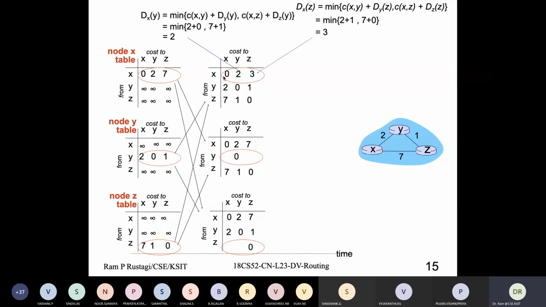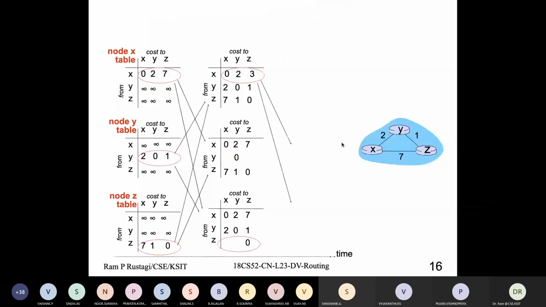Now I know that this distance vector previously was 0 2 7. Now it has become 0 2 3. Has my distance vector changed? Yes, because it was 0 2 7. Now it becomes 0 2 3. So the distance vector has changed. Because it has changed, X would communicate its distance vector to both the neighbors Y and Z.